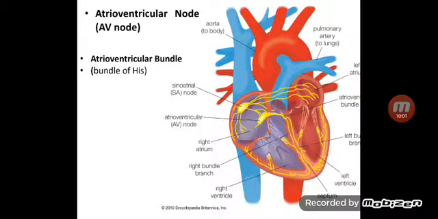So the conduction system of the heart is not only responsible for generation of normal rhythmic impulses, but also for conduction of these impulses rapidly and efficiently to maintain normal and rhythmic cardiac contraction.